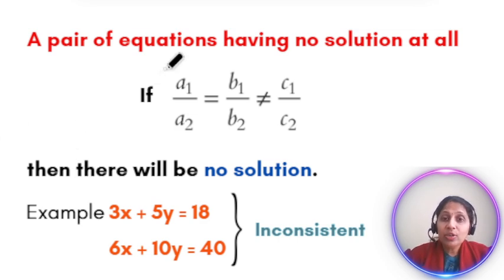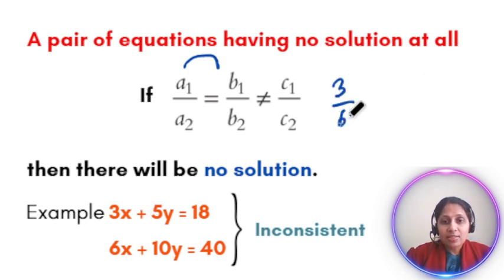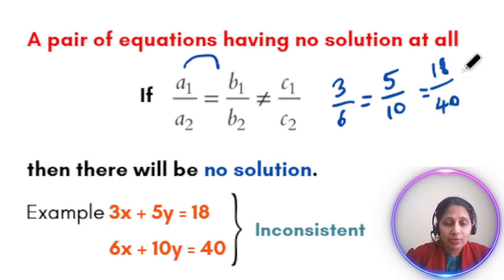Here, though the ratio of the two coefficients are the same or equal, the ratio of the constants will not be the same. Say for example, in this one, 3 by 6 will be equal to 5 by 10. Both give you 1 by 2. Whereas, if you take the constant term, it's 18 by 40, which is 9 by 20. Simplest form is 9 by 20.